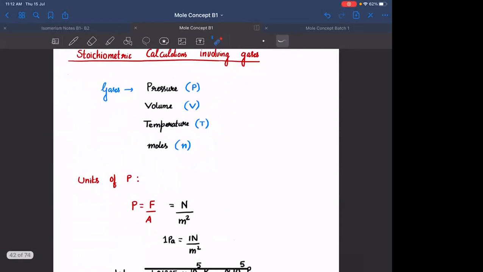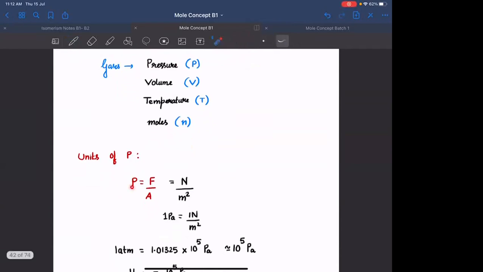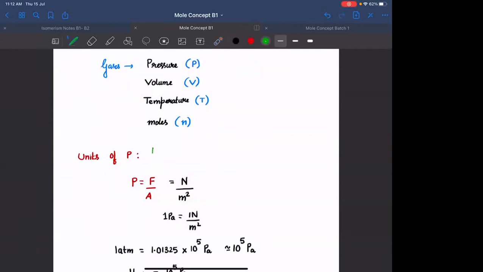We need to know the units of different parameters. We need to know the different units of pressure. Can anyone tell me the units of pressure? One of the standard units. Pressure is nothing but force upon area. Pascal. Force is Newton. The unit of area is meter square. So you can say Newton per meter square is one of the units, and that Newton per meter square is called Pascal.